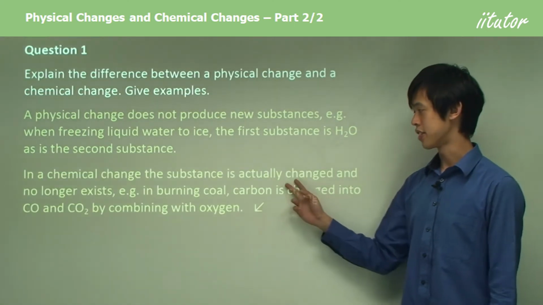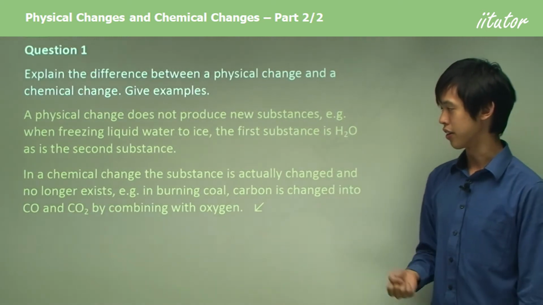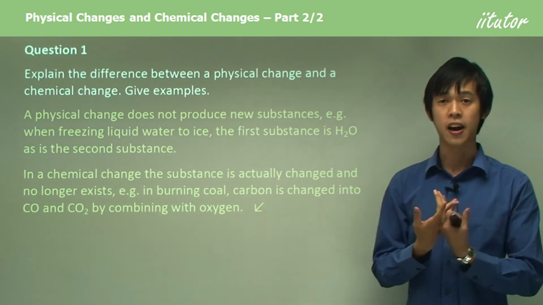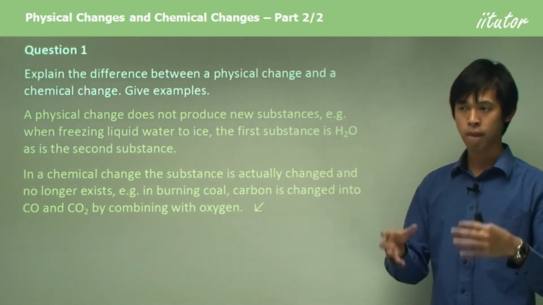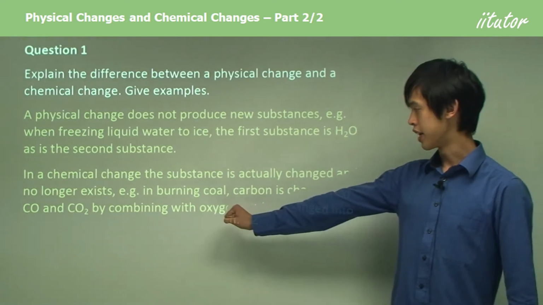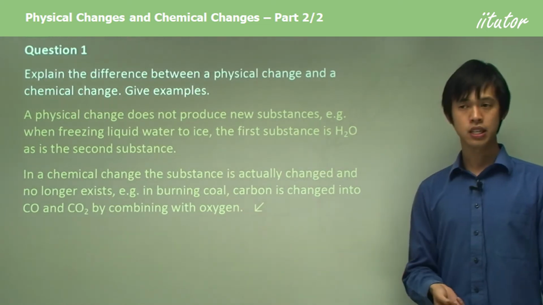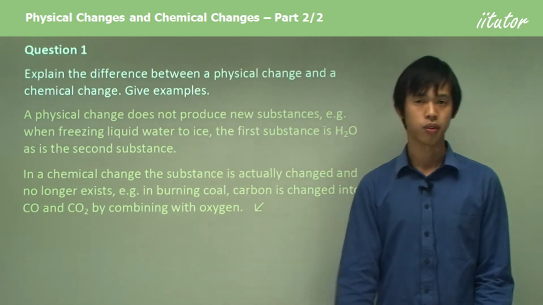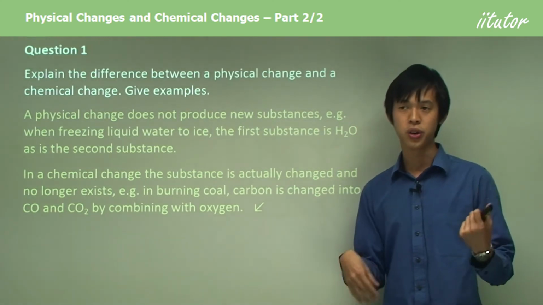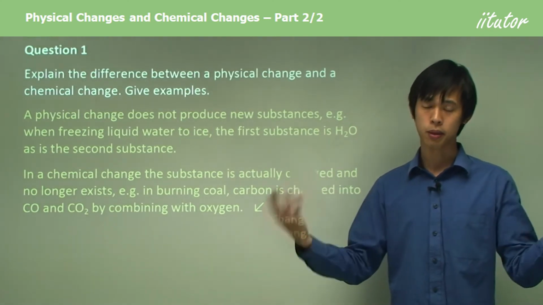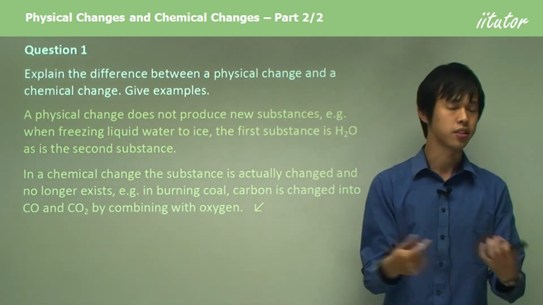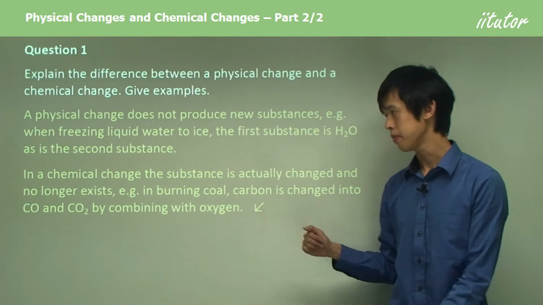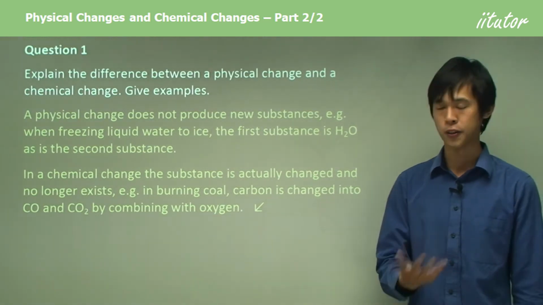In a chemical change, the substance is actually changed and no longer exists. So for instance, the substance composition is now different from when it started. So in burning coal, carbon, C, is changed into CO and CO2 by combining it with oxygen. Okay, so you no longer have C and O by themselves. You now have CO and CO2, which are different, obviously, to O and C. And that's the difference between a chemical and physical change.